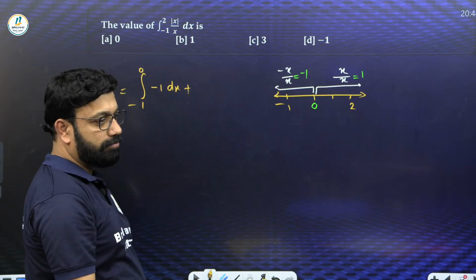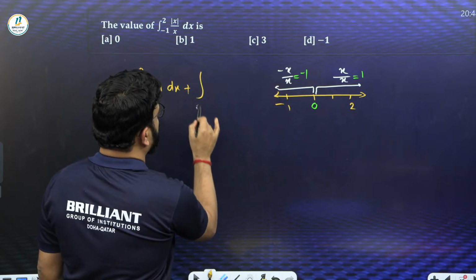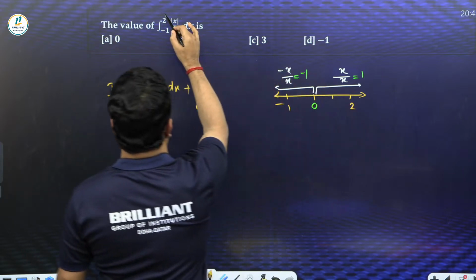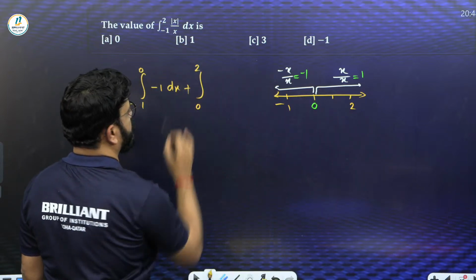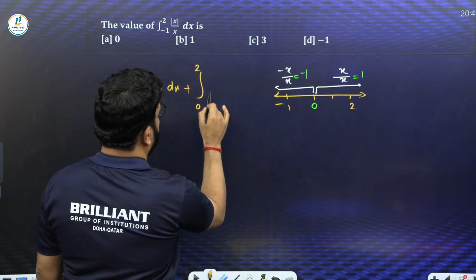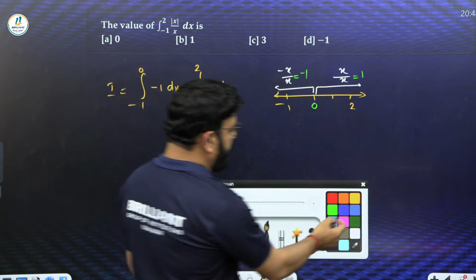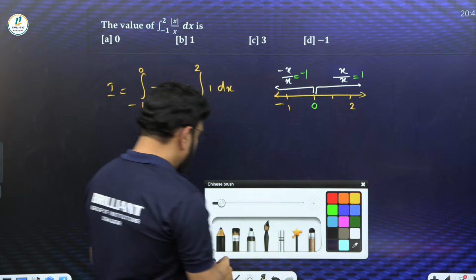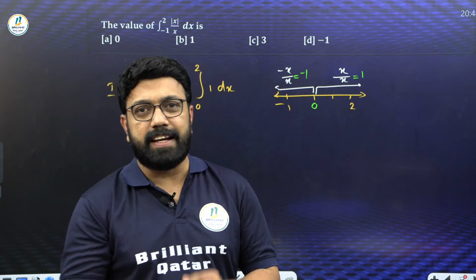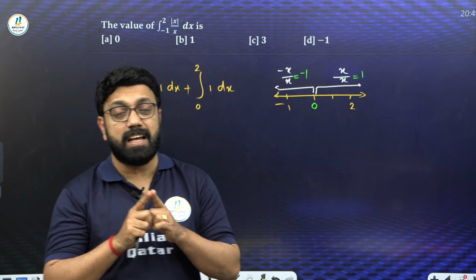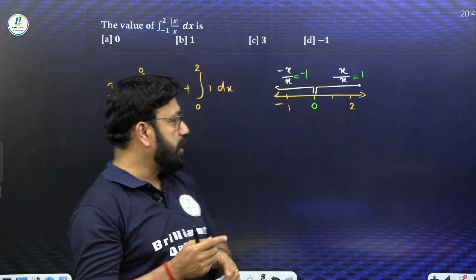plus the integral from 0 to 2 of positive 1 dx. The next limit is 2. You learned the property of integrals: the integral from a to b of f of x dx equals the integral from a to c of f of x plus the integral from c to b of f of x.